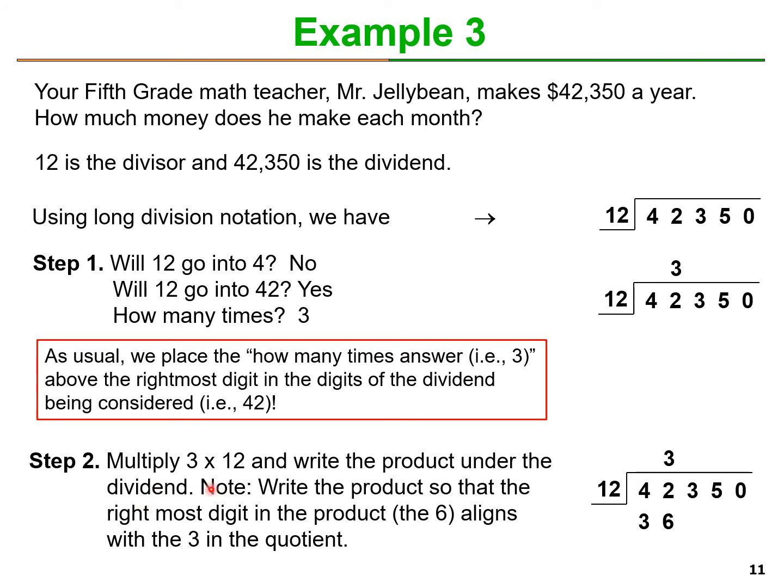Step 2, multiply 3 and 12 and write the product under the dividend. 3 times 12 is 36. So we write the product so that the rightmost digit in the product, 6, is the rightmost digit in 36. So that 6 has to align with the 3 in the quotient, because this is the column that we're dealing with.